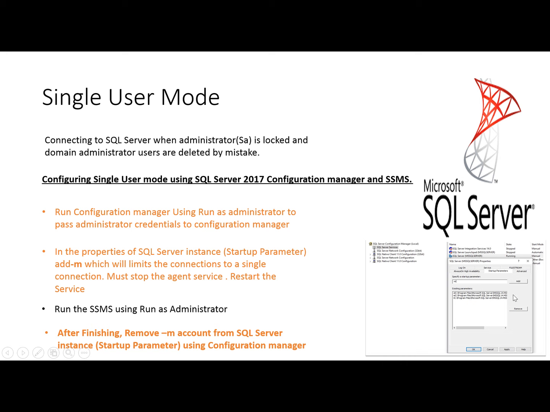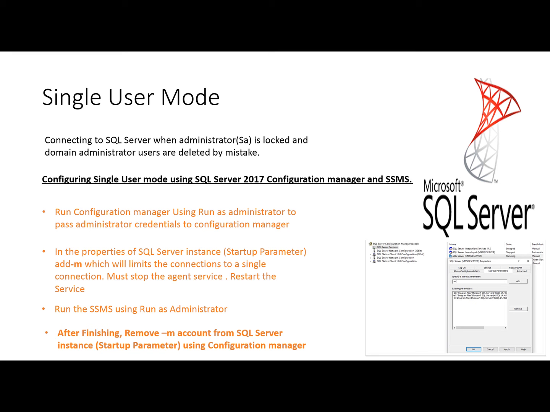Because only one user can connect, we have to stop other services, like the Agent service, so that it cannot connect to the SQL Server. If it is connected, then the administrator user cannot connect. After configuring this flag, we must restart the service of our instance. After restarting, the third step is to run SQL Server Management Studio using Run as administrator, which will pass the administrative credentials to it.